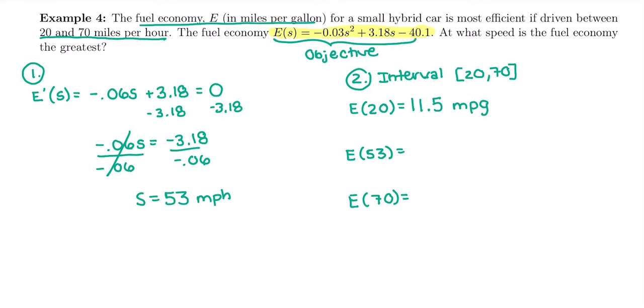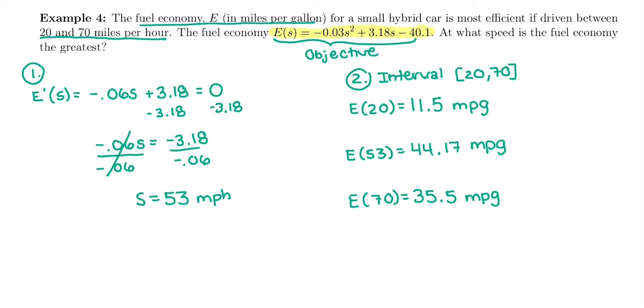So let's see what happens with 53. Hopefully it improves. So plugging into the original function, we get 44.17 miles per gallon. Much better than 20 miles per hour. Way better fuel economy. But what happens if they go even faster? Are they going to have better fuel economy or worse fuel economy? So far going from 20 to 53 helped, but what about if we jump to 70? Is it going to help again or is it going to be worse? So if we plug in 70 to the original function, we're going to get 35.5 miles per gallon.